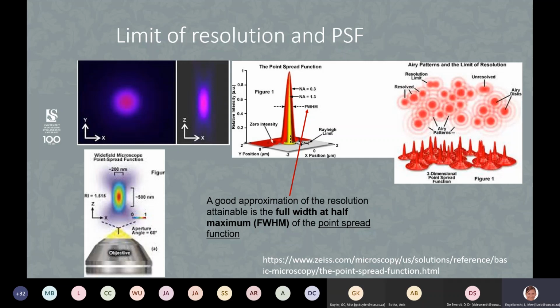When you use a microscope with a very good objective, numerical aperture of 1.3, your point spread function is much narrower or smaller than the point spread function of an objective with a numerical aperture of 0.3. That's why the objective is so important in microscopes. I hope you got that from the previous presentations that Sinead and Anya presented. But yeah, the whole point is that we want this point spread function to be as small as possible.